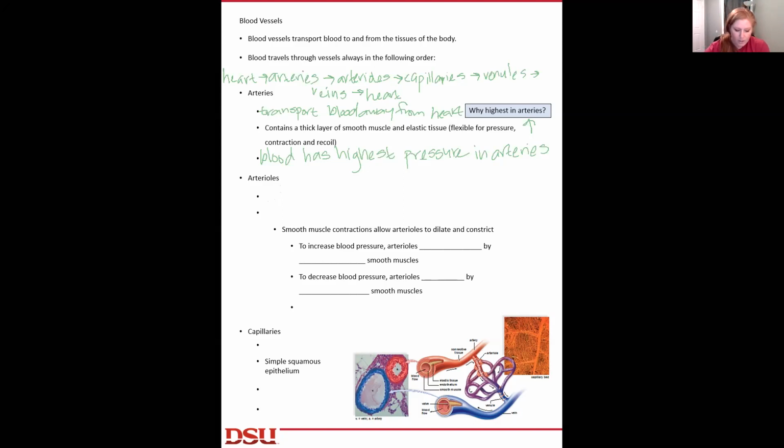All right, so arterioles then, smaller branches of the arteries. I can spell arteries, okay? They are also lined with smooth muscle, meaning that this is an involuntary system, involuntary process.